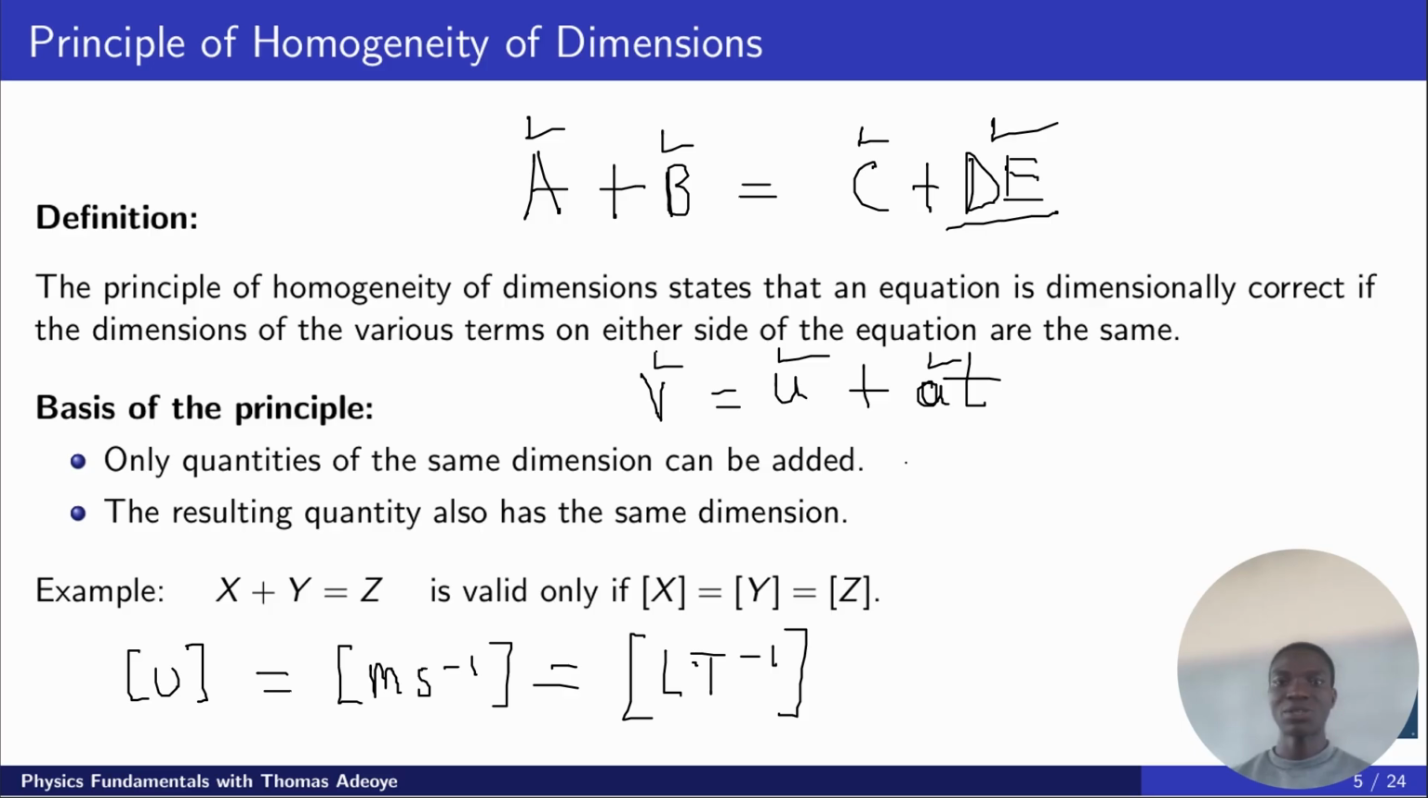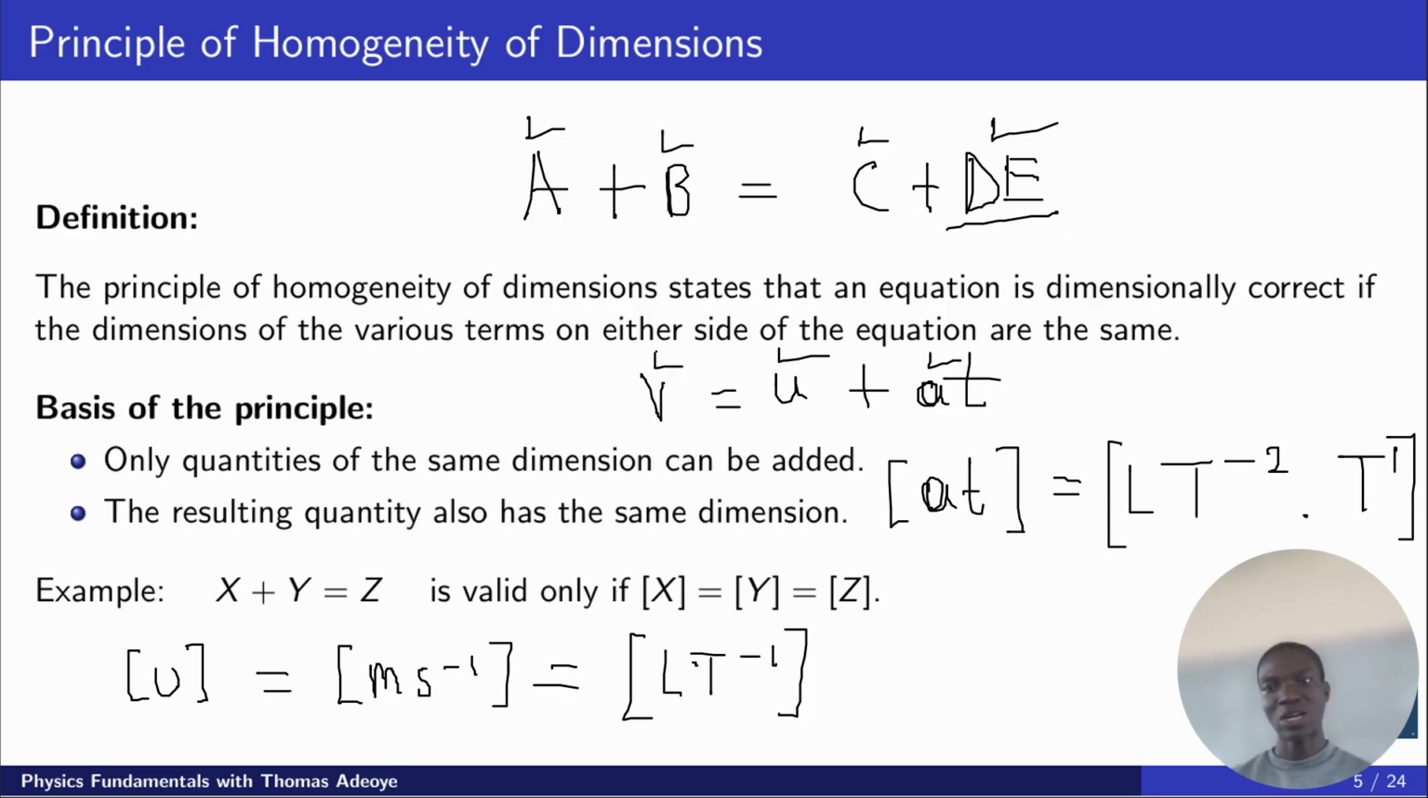So another one that we need to check is at. Let's check the dimension of at. So we know that the unit of acceleration A is meters per second squared. That can be L t raised to power minus 2, right? Multiplied by T, which is t raised to power 1. So this should be minus 2 plus 1, and that should be L t raised to power minus 1. So you can see that this and this have the same dimensions.